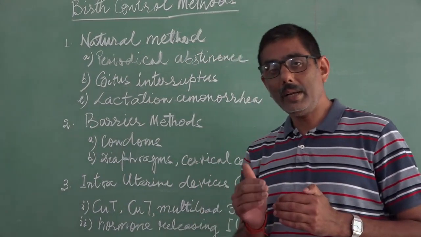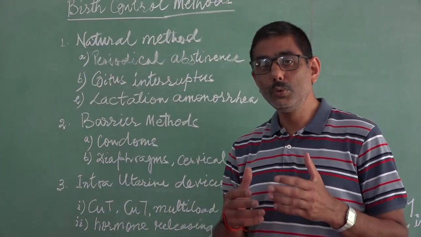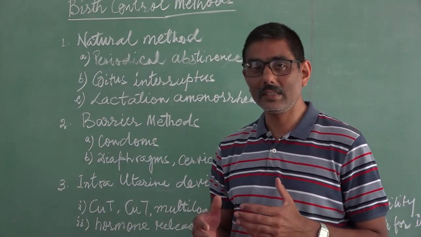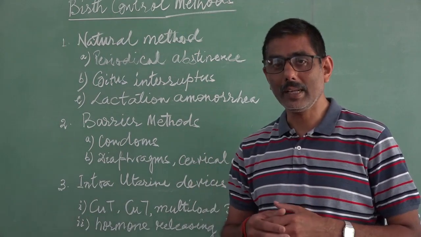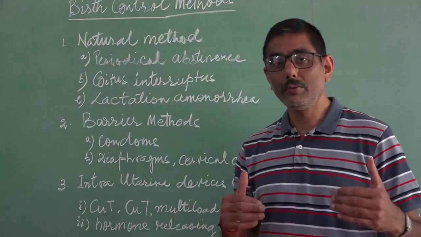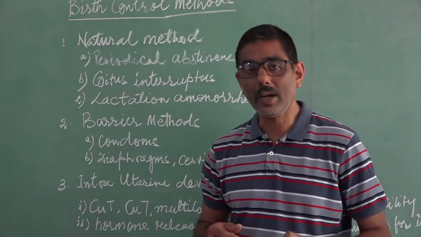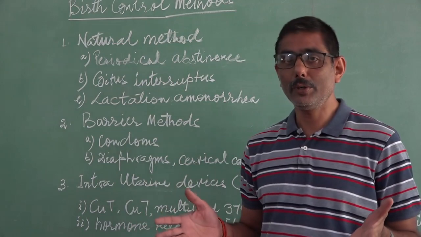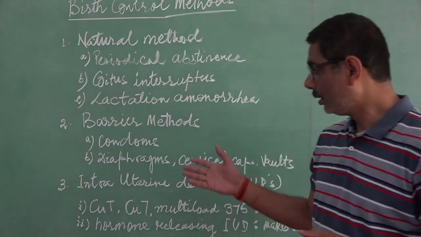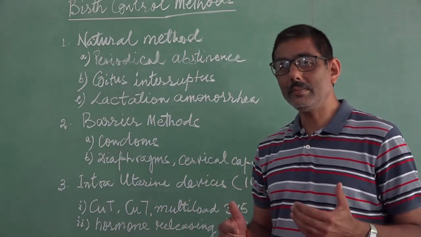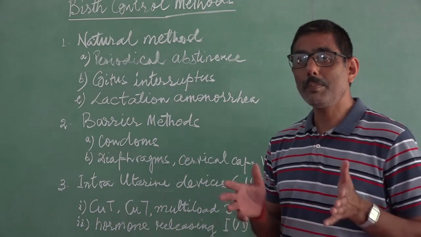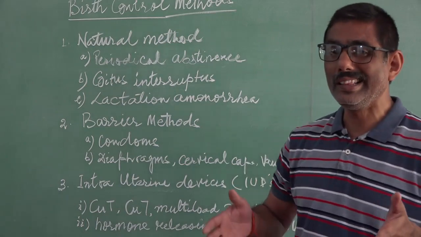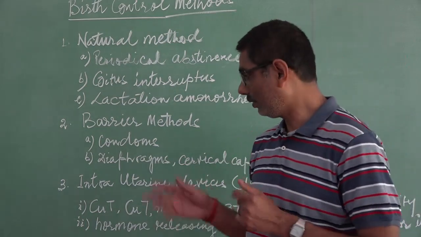Now in case of the male partner, if they use the condom over the penis and have sexual relationship, obviously the sperms will be collected in the condom and it will not be discharged in the female reproductive tract, and hence there will be no chance of fertilization. Similarly, the diaphragms are used as barriers by females, which are put in the vagina or in the cervical tract of the female.